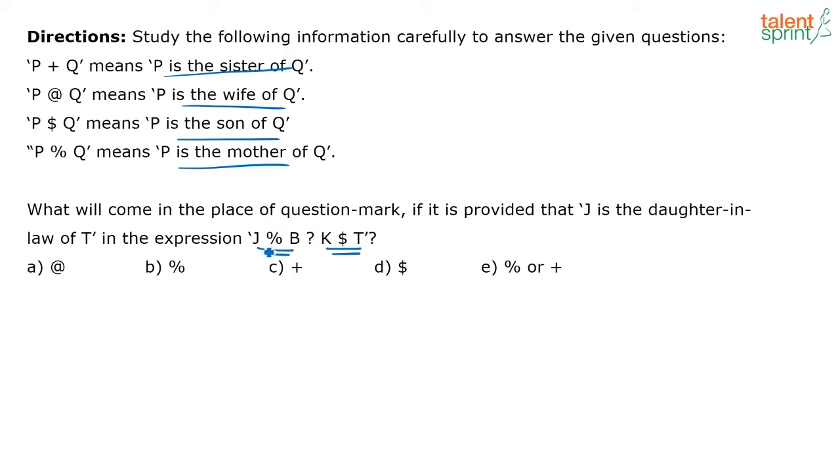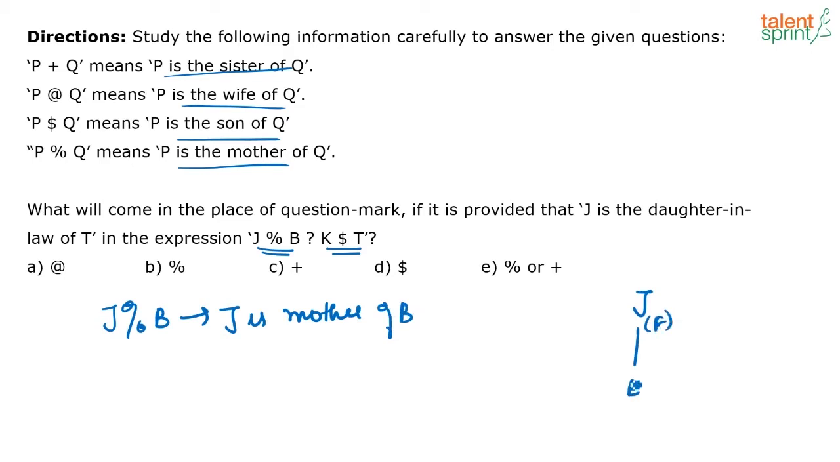So, what do you do here? See, they have given J percentage B. What does J percentage B mean? J is the mother of B. So, let us draw the diagram. You have J, you have B, and J is the mother of B and J is a female. Okay, I have written that. Now, you have to find out what is the relationship between B and K.